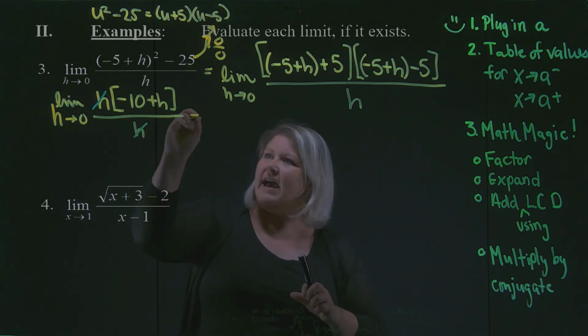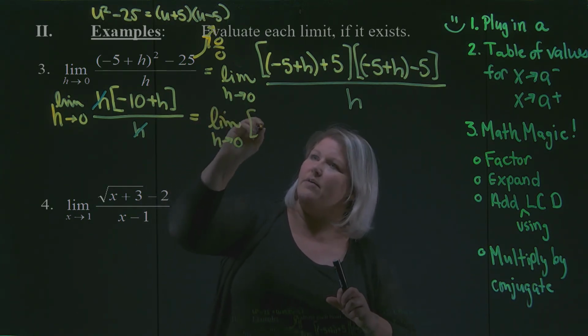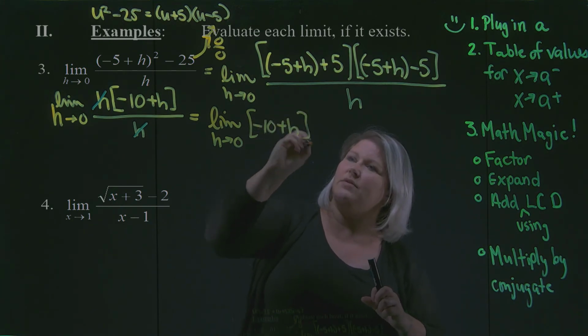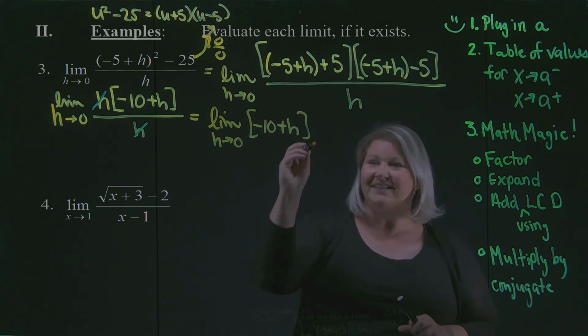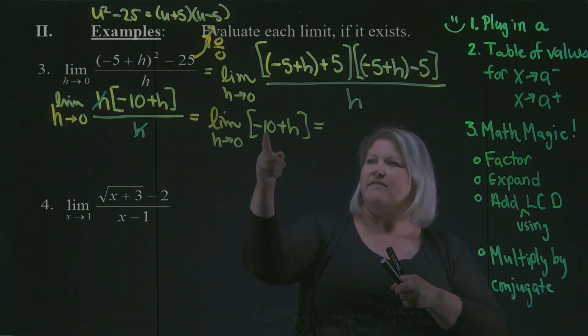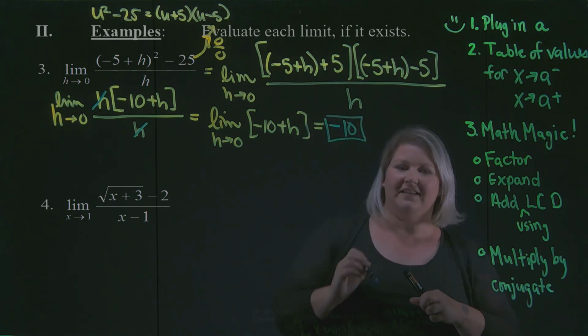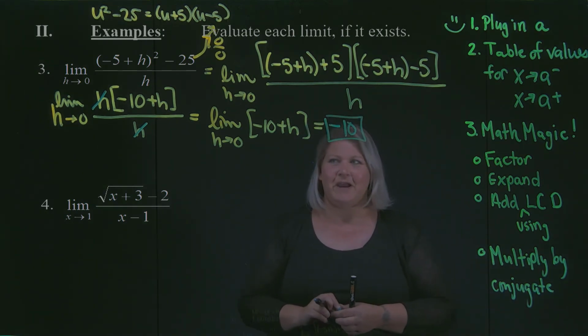So now I have the limit as h approaches 0 of negative 10 plus h. Well, now I can just plug it in. So I plug in 0 for h, and I'm just going to have negative 10 plus 0, which is going to give me negative 10. Okay.